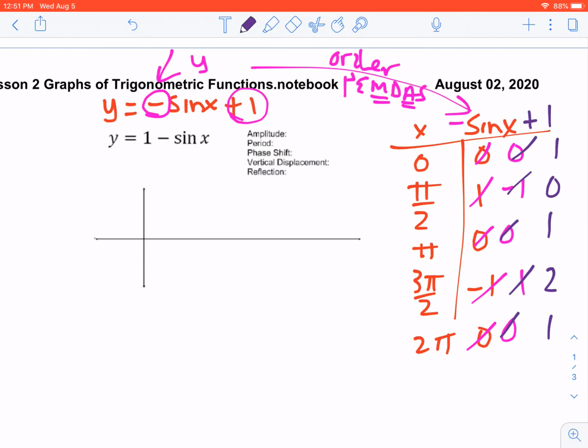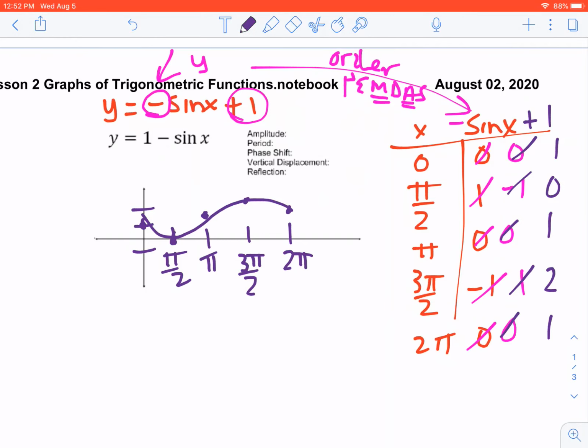So again, I'm going to need what? 2, 1, and I'm at 0, I'm at pi over 2, I'm at pi, 3 pi over 2, and I'm at 2 pi. So I'm at 0, 1, I'm at pi over 2, 0, I'm at pi, 1, my bad, pi, 1. All right, I am at 3 pi over 2, 2, and then I am back down to 1. And there's my graph.